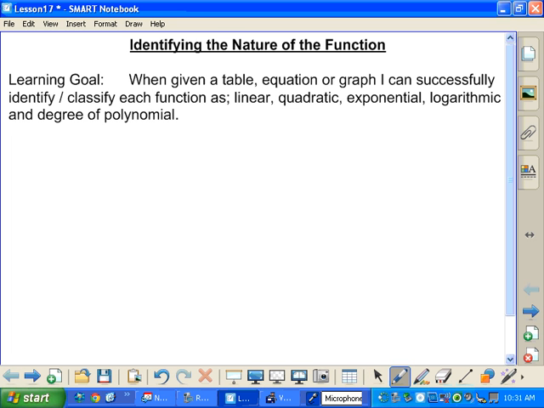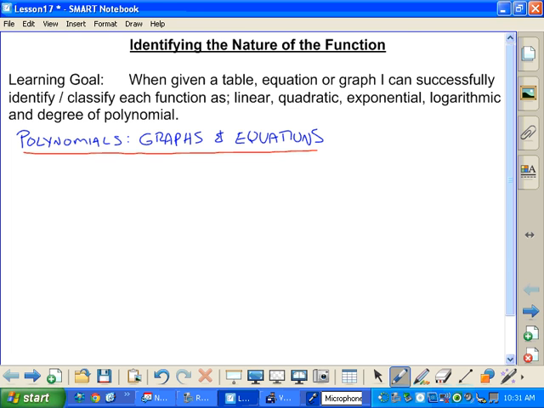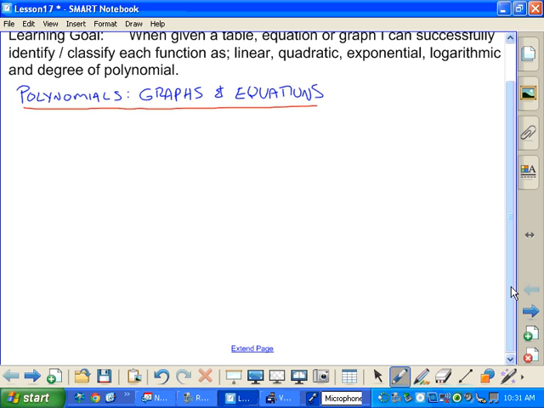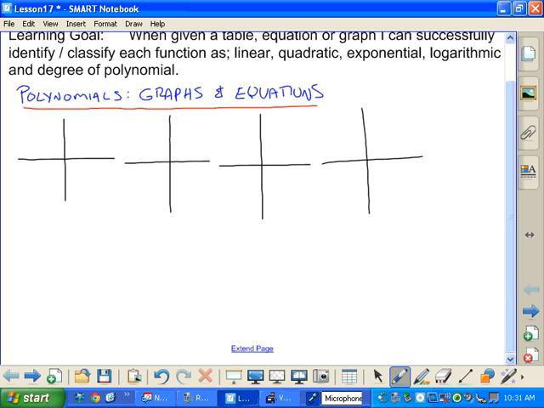Basically with the polynomials, I'm going to start with the graphs and equations, so let's do both at the same time. So polynomials, we'll start with them, graphs, and equations. We'll combine these two, because these ones should be easy, they should be straightforward. So if you want to make a couple of grids for yourselves, they don't have to be very large. So we have linear, quadratic, cubic, we'll go up to degree 4.